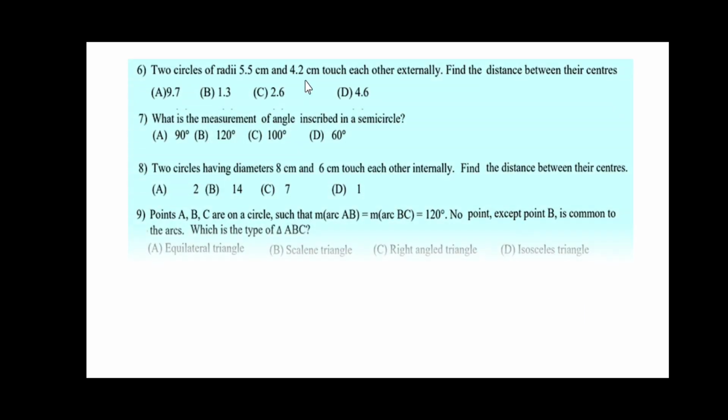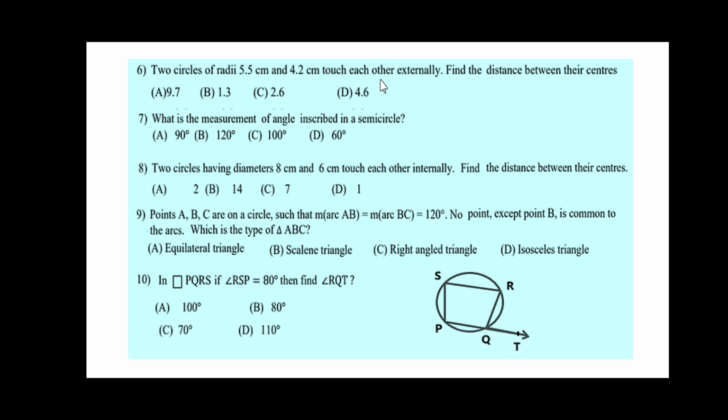Let's say the next, that is two circles of radii 5.5 cm and 4.2 cm touch each other externally. These circles are touching externally. Find the distance between their centers. We have to add these two, and the result we get is 9.7. 5.5 plus 4.2 is 9.7 cm.